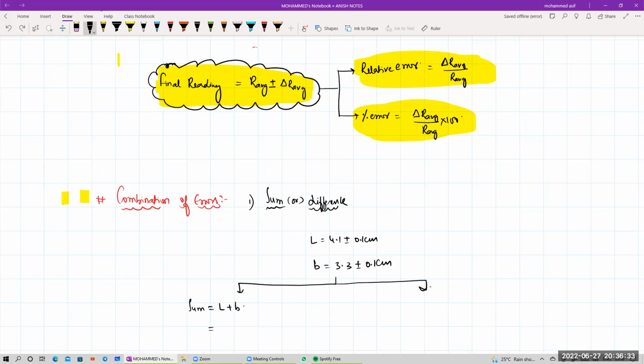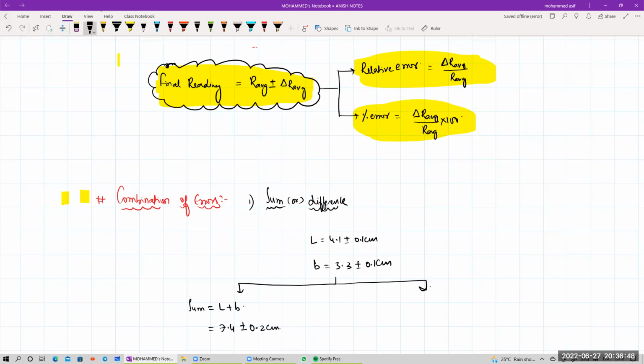4.1 plus 3.3 is 7.4. This is your length plus breadth, with the error 0.1 plus 0.1, which will be equal to 0.2 centimeters.